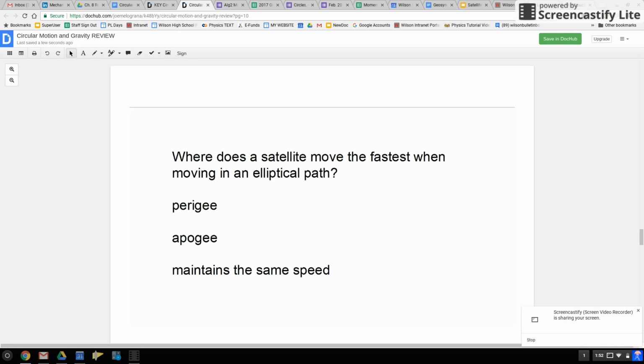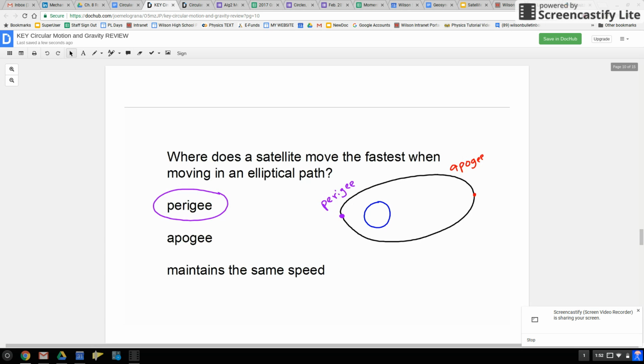Where does a satellite move the fastest when moving in an elliptical path? It moves the fastest when at perigee. Perigee is the closest location to the Earth. Apogee is the furthest. That's where it would move the slowest.